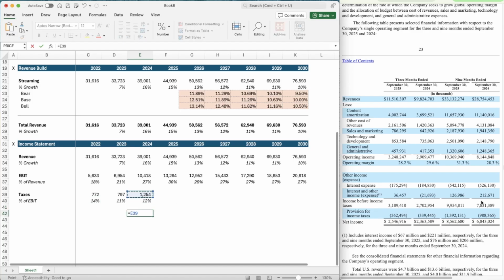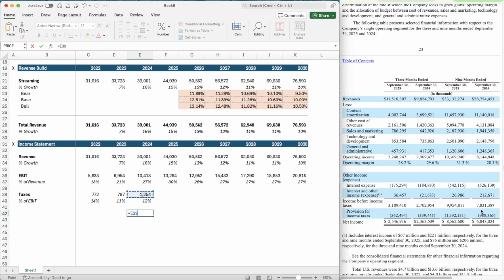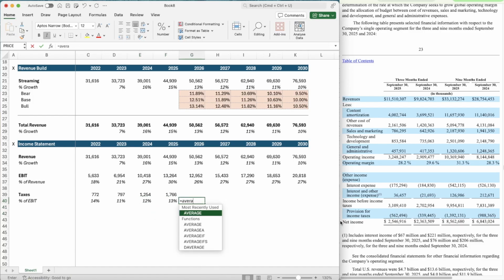Take this one divided by 988,365. 1.7 multiplier. 1392 multiplier. 68788. They're paying about 13% tax.